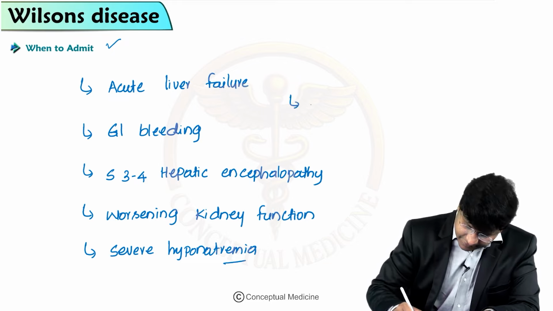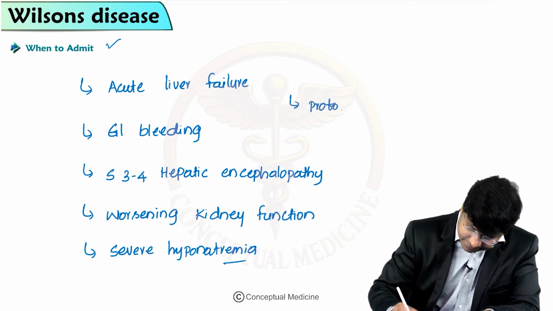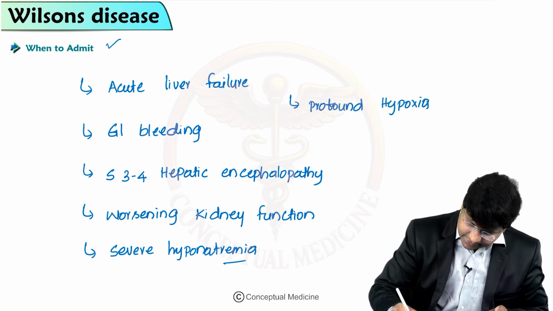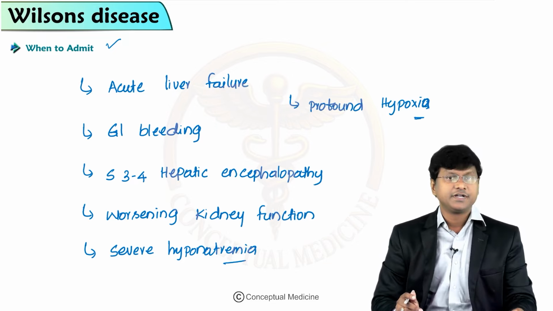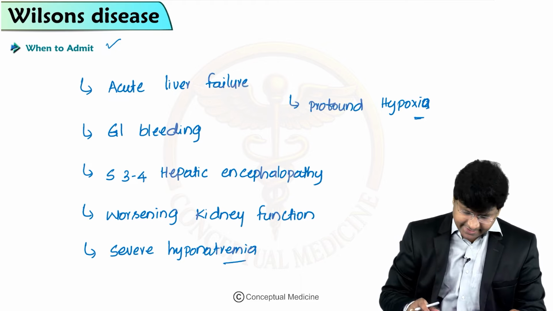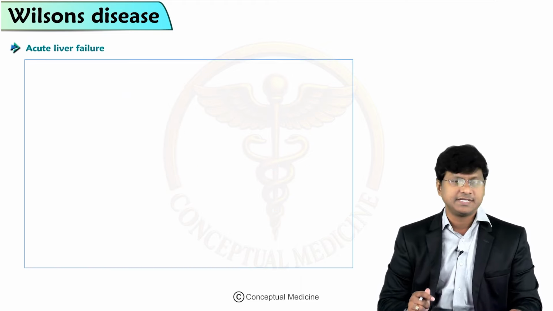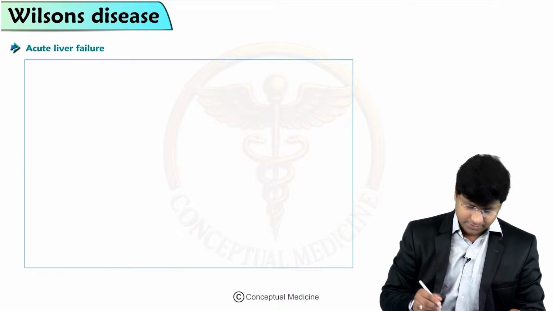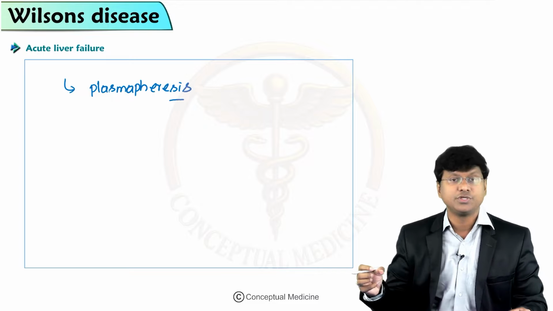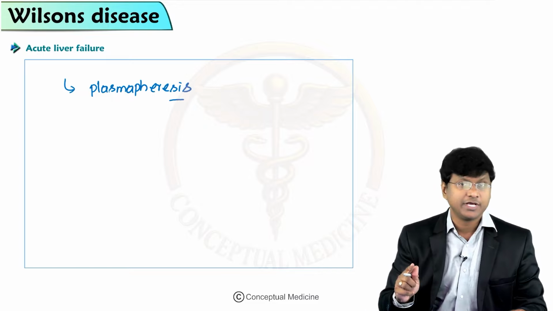Then if there is profound hypoxia, you need to admit the patient, okay. So these are the indications for admitting the patient in clinical scenario of the Wilson's. Then how is that you need to treat this patient? For example, if the individual has developed acute liver failure, you can do plasmapheresis. So plasmapheresis, you can remove the copper. That is one modality of the treatment.